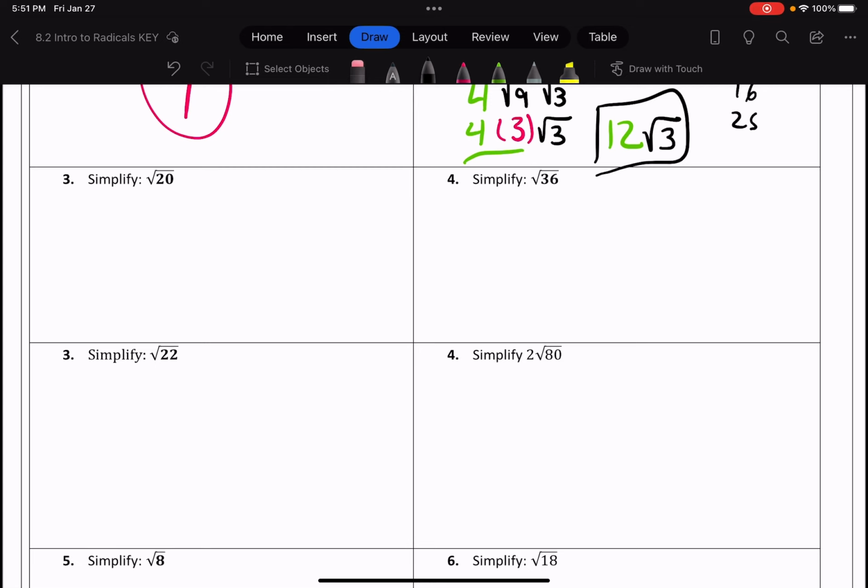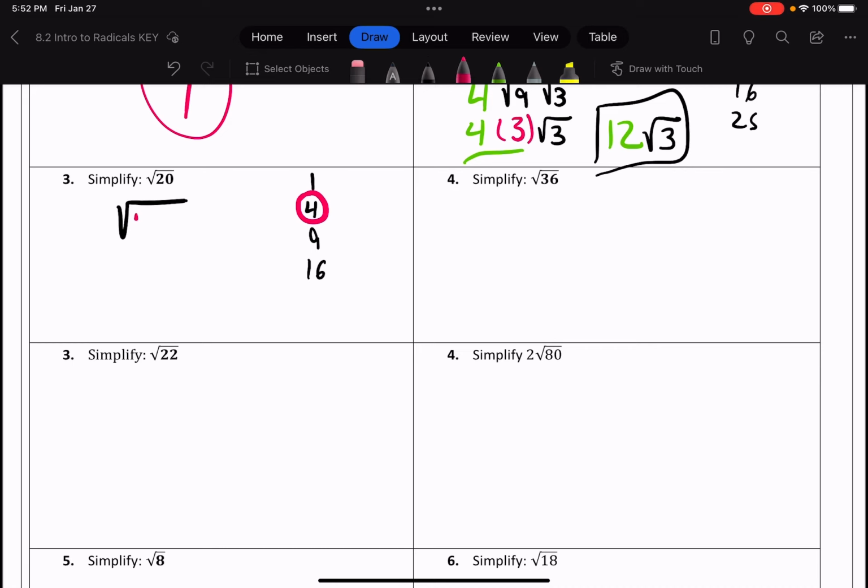Then we get to the square root of 20. Right now we don't have a coefficient on this, but we need to see if 20 has any perfect square factors. So I've got 1, 4, 9, 16, and then 25 is too big. 16 is not a factor of 20, 9 is not a factor of 20, but 4 is. I know 4 times 5 is going to yield 20.